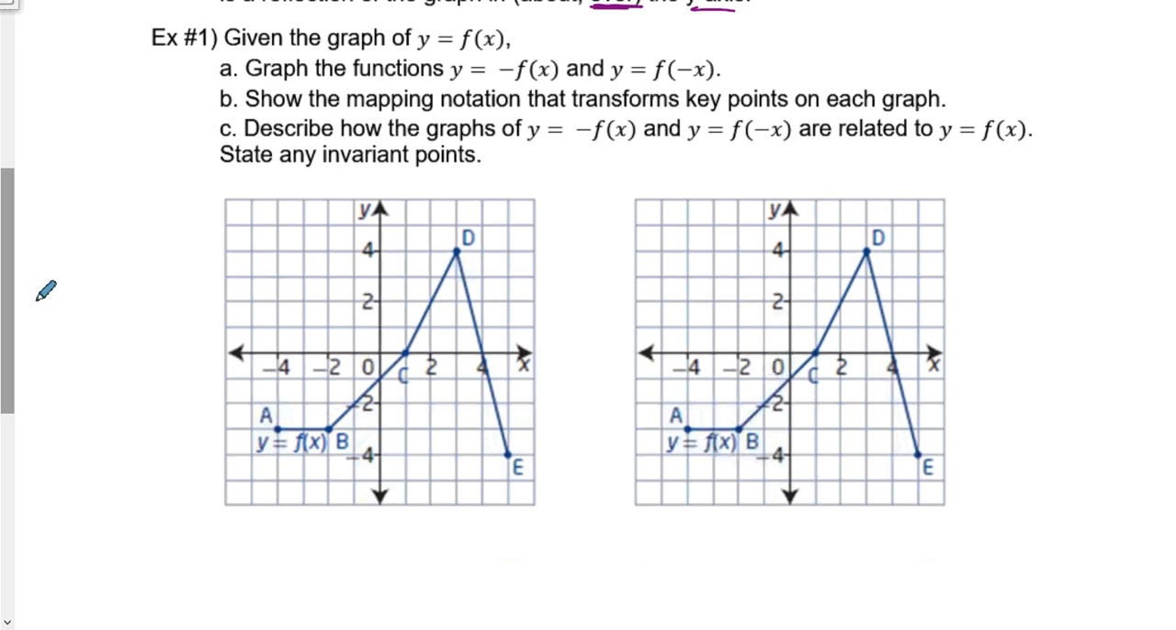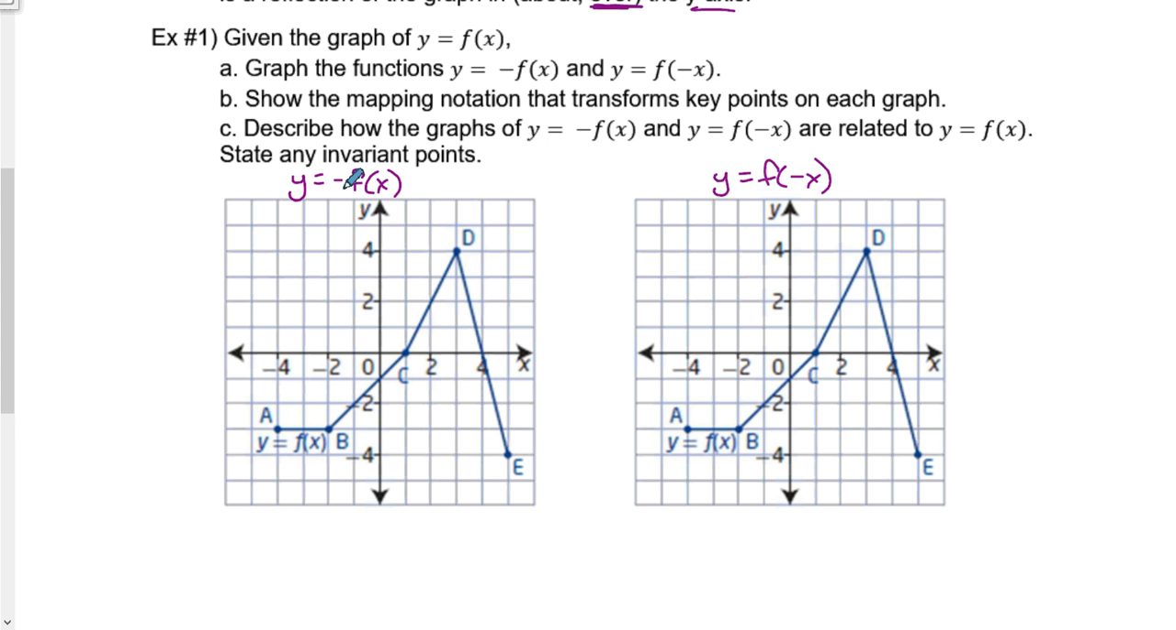So here's what we're going to do. We're going to see these different graphs. This is the original graph, y equals f of x. It's just some random graph just to help illustrate what the point of seeing those reflections are. So the first one that we're going to do is y equals negative f of x. So graph the function y equals negative f of x and y equals f of negative x. This negative out in front means that we're going to reflect over the x-axis.